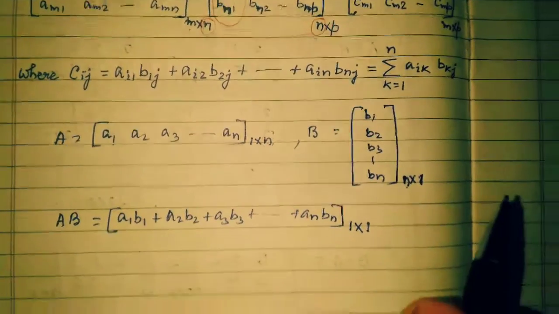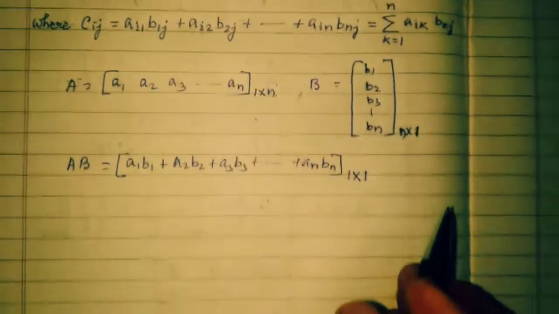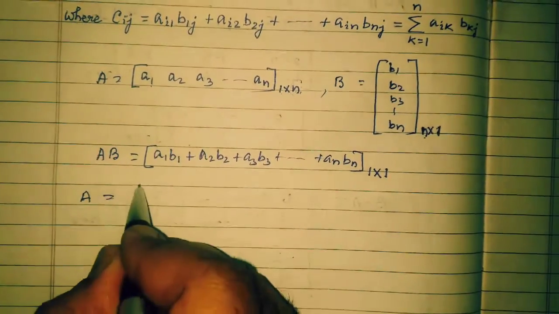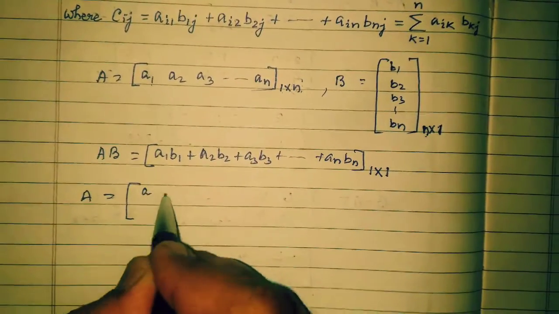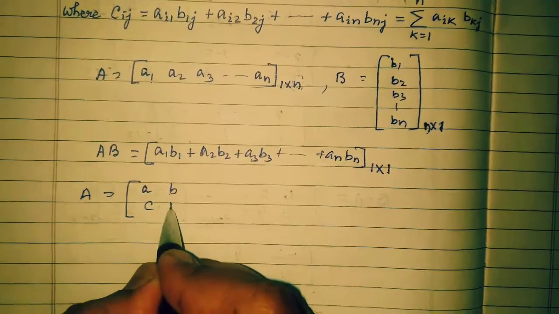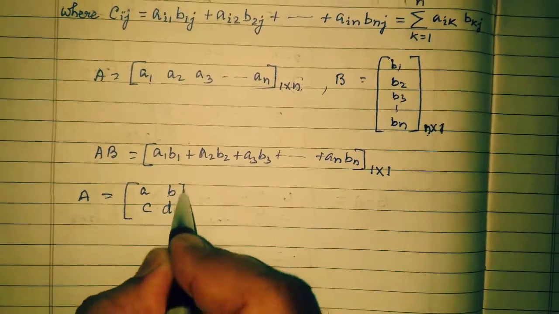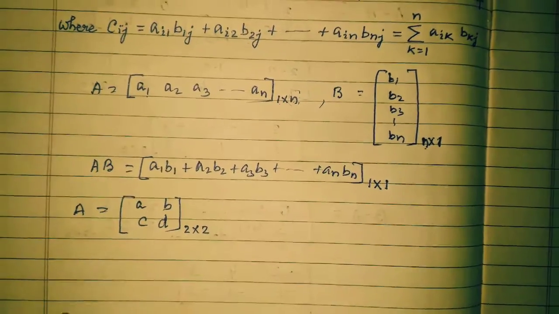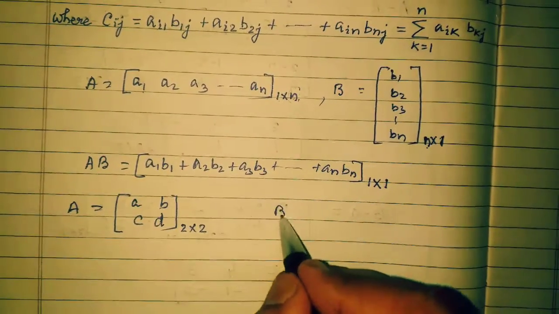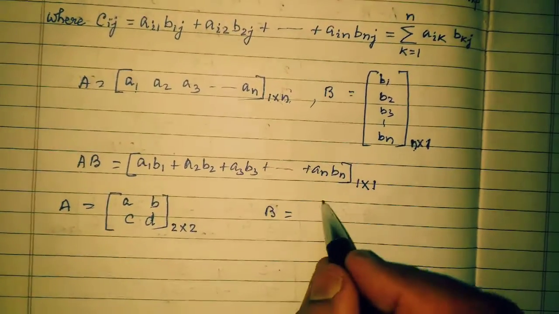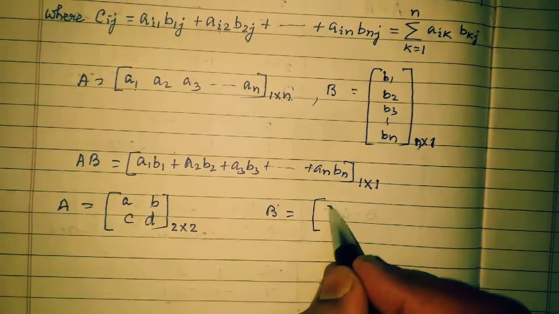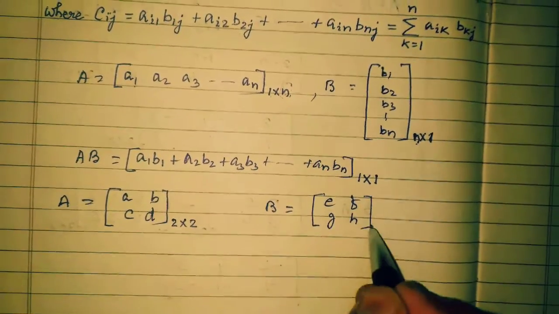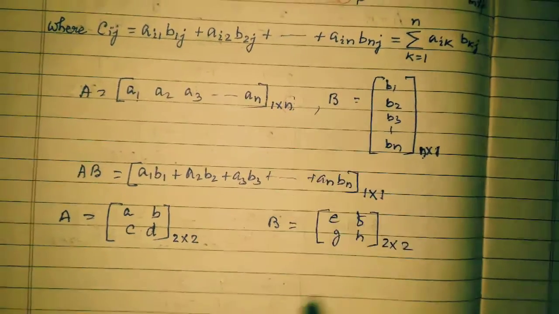Few more examples, I'm just explaining you that one. Suppose we take a matrix A over here, which is given as A, B, C and D. This is a 2 into 2 matrix. And another matrix is given, B over here, which is given as E, F, G and H. This is also a 2 into 2 matrix.